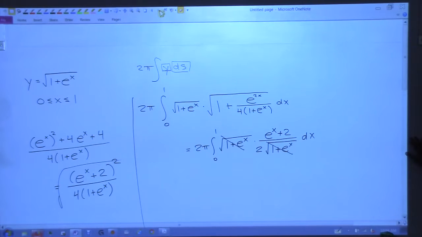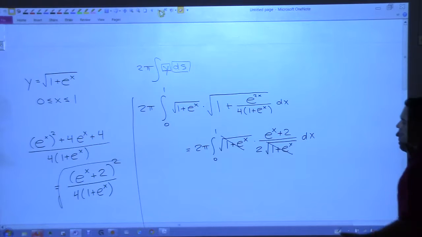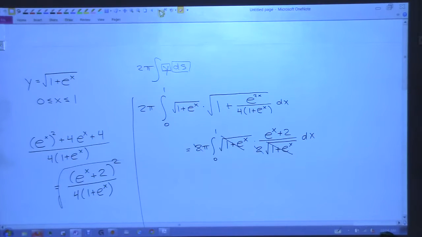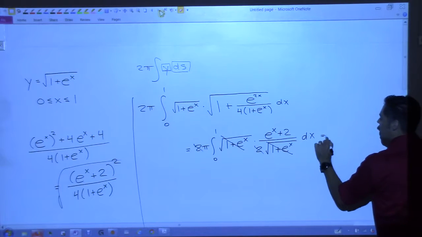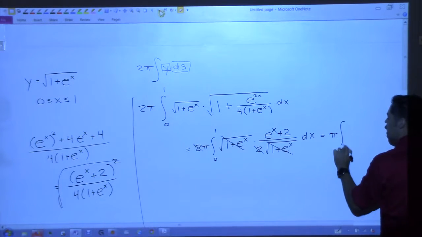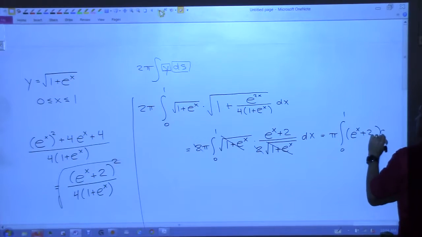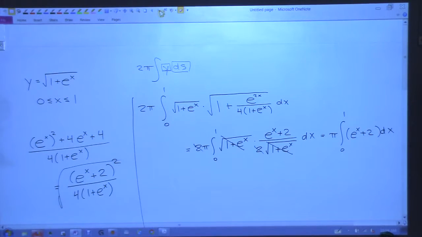Yeah, they made the problem very nice for us, didn't they? Yeah, and then also look at this. This 2 and this 2 cancel also. So at the end of this just turns out to be like pi integral 0 to 1 of e to the x plus 2 dx. And that we could do with relative ease.